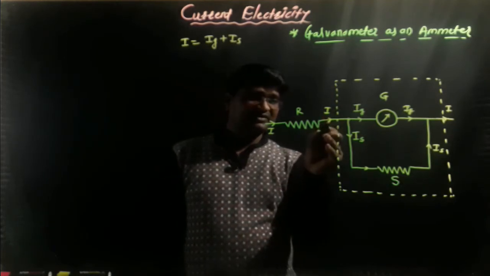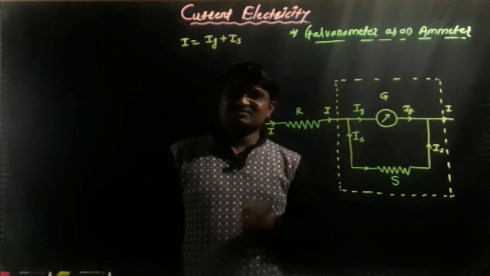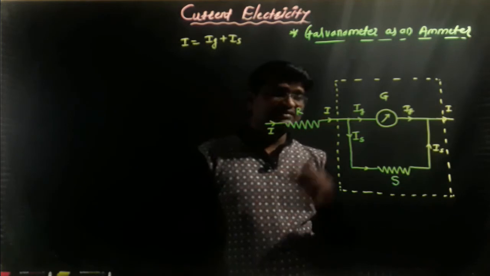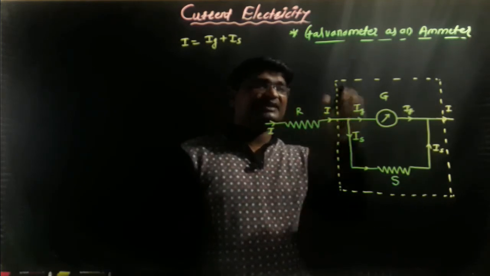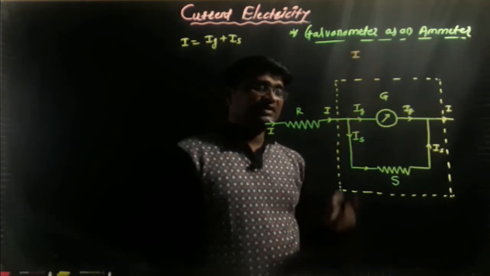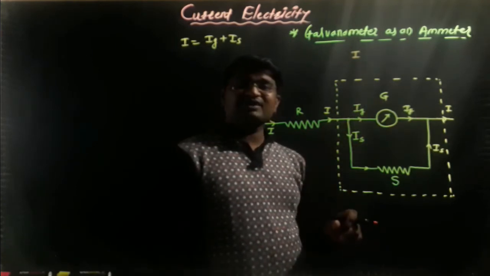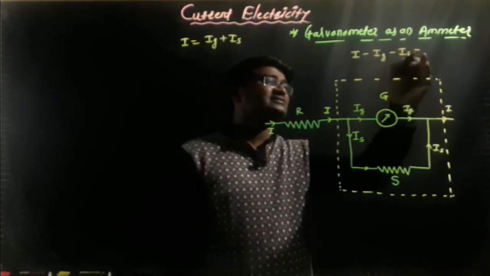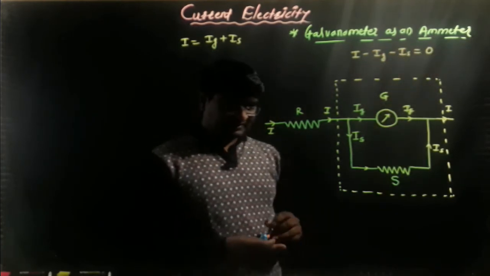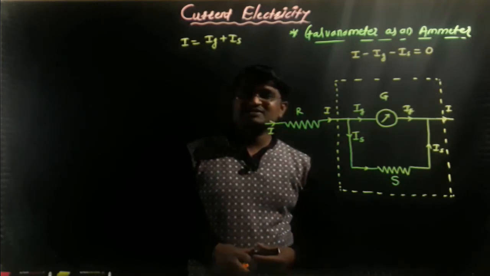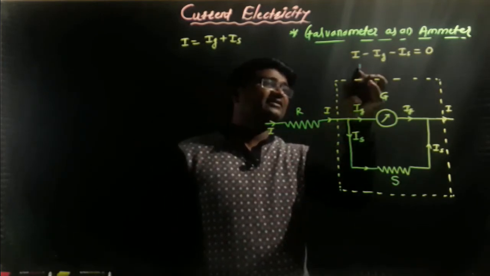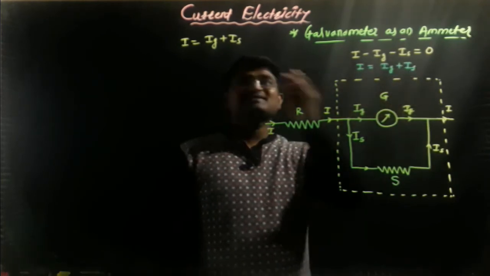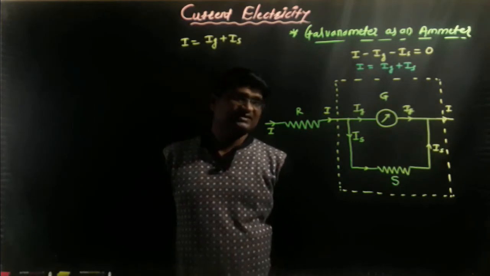We know the sign conventions: electric current moving towards the junction is positive, and electric current moving away from the junction is negative. I is moving towards the junction, so I is positive. Ig and Is are moving away from the junction, so they are negative. So I minus Ig minus Is is equal to 0. This is the statement of Kirchhoff's first law, the law of junction. So I is equal to Ig plus Is. The same equation we can write here.